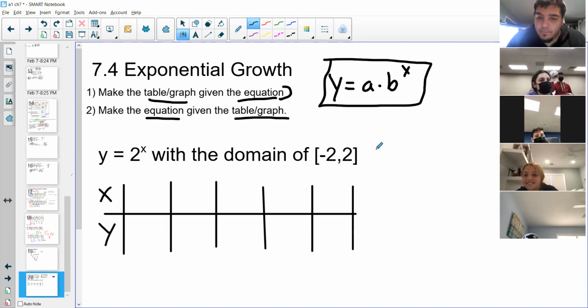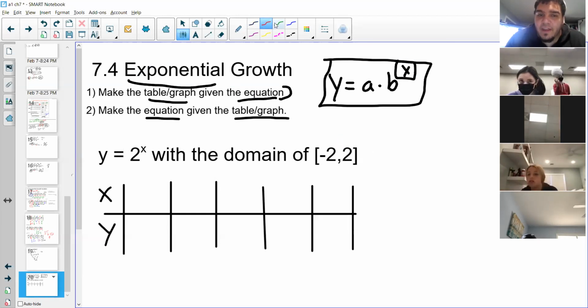What type of equation is y equals a times b to the x? That is an exponential equation. And the reason it's exponential is because the x is in the exponent.